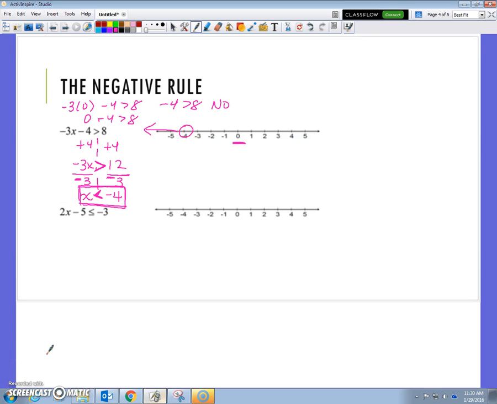Now, because I know that 0 was supposed to be a false solution, it's good that I didn't shade that side of the inequality. So I know I'm on the right track. All right, let's take a look at another one here.